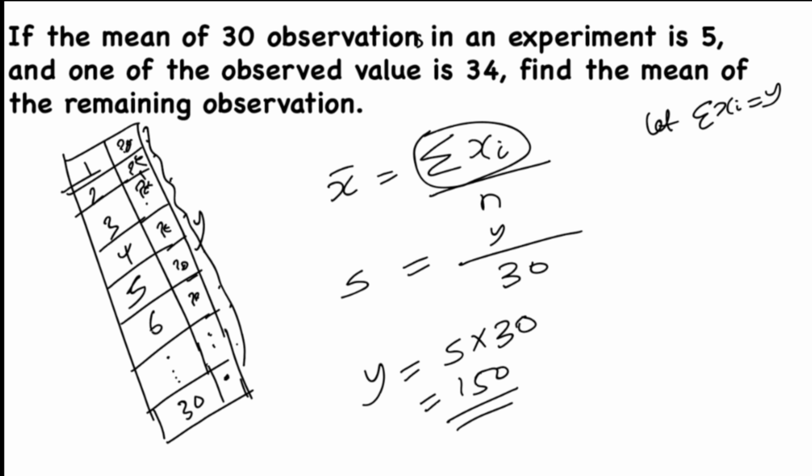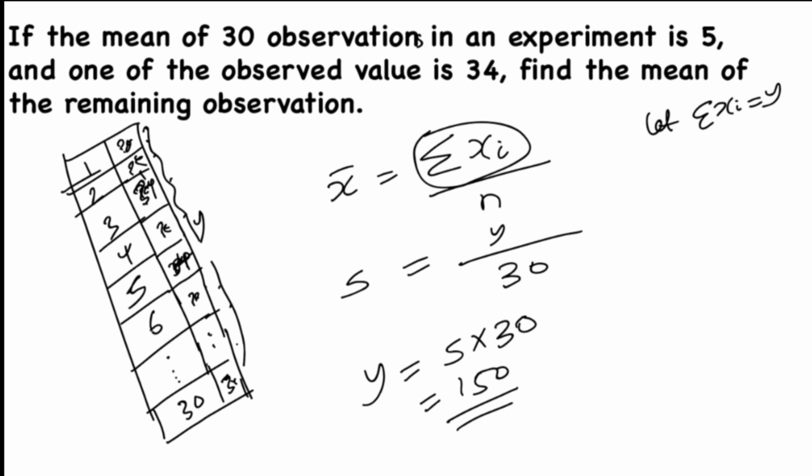Okay, let's continue. He said one of the observed values out of all these values is, let's assume, this value. He said one of the observed values was 34, for instance. We don't know if it's here. I'm just putting it here. It could have been here, it could have been here. We don't know. But out of the 30 values, only one is given to us.